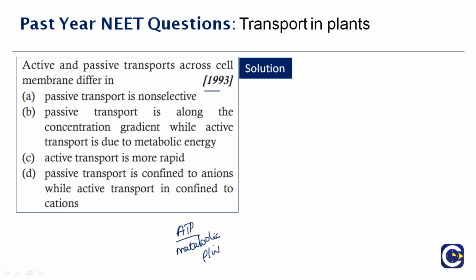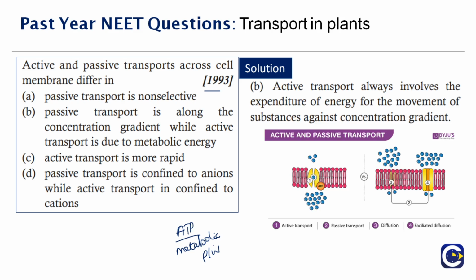Therefore, the correct answer to this question is option B. Passive transport is along the concentration gradient. So here you can see the difference between active transport, passive transport, diffusion and facilitated diffusion. One is active transport, and two is telling you about passive transport. All that you have to know is the difference between active and passive transport: which requires energy, and which does not require energy.